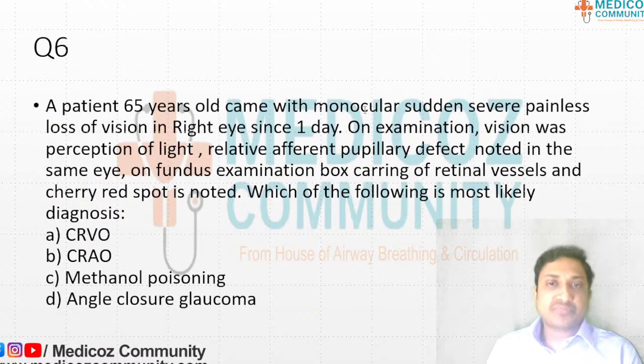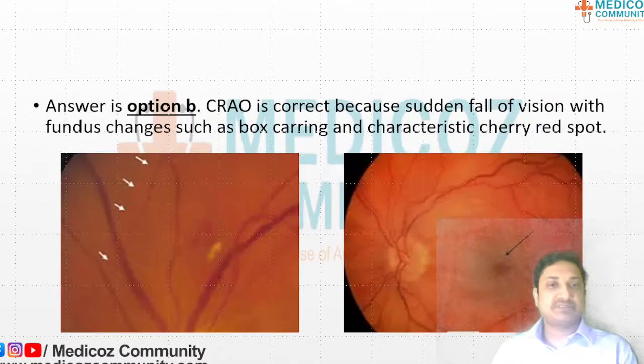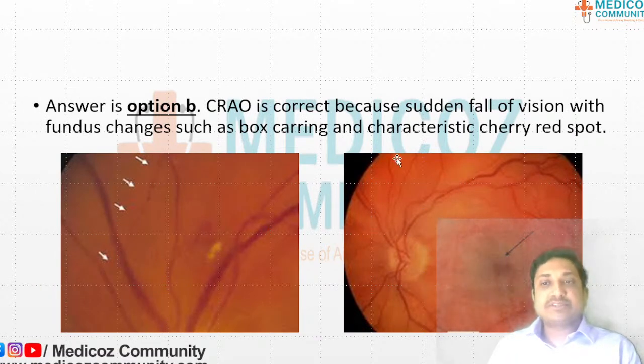So now we are clear about what diseases we are thinking of when we are given sudden severe painless loss of vision. On examination, the vision was perception of light, and RAPD was noted in the same eye. On fundus examination, there is box carring of retinal vessels, and a cherry red spot is noted. Cherry red spot is a characteristic of CRAO. That means we've come to the answer. This is CRAO, because it is a sudden loss of vision which is painless.